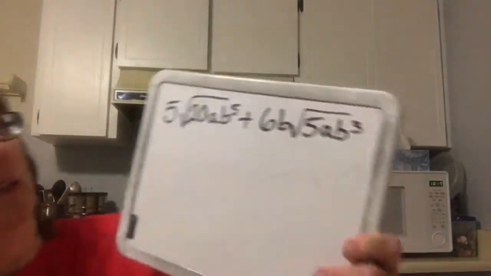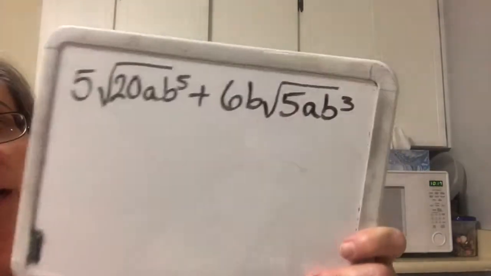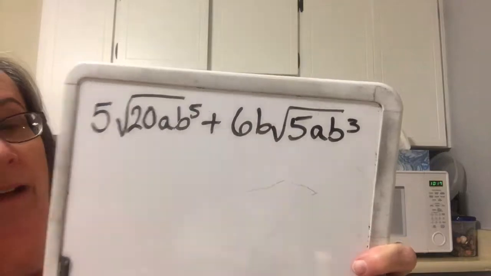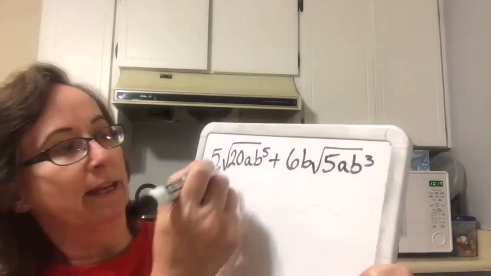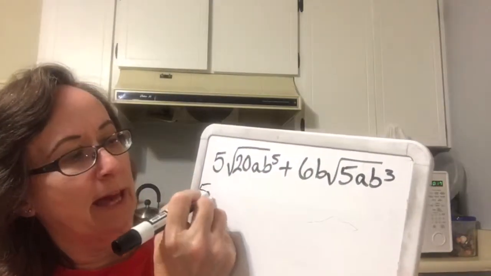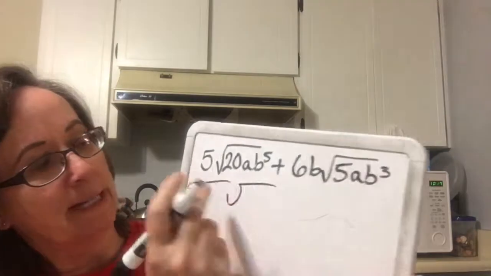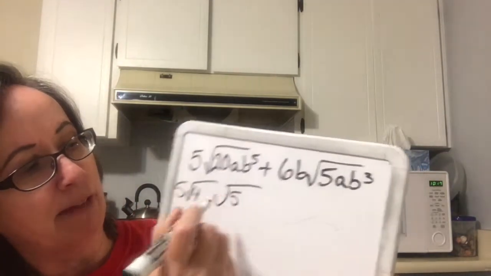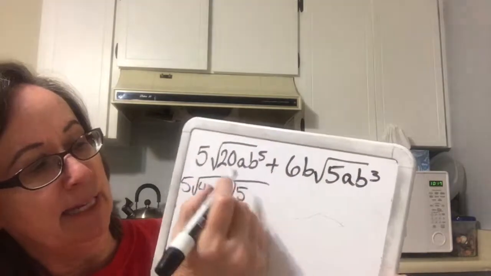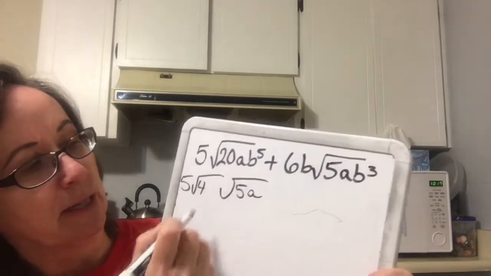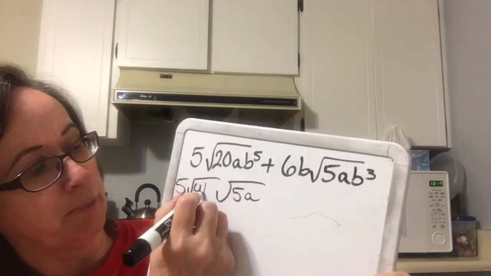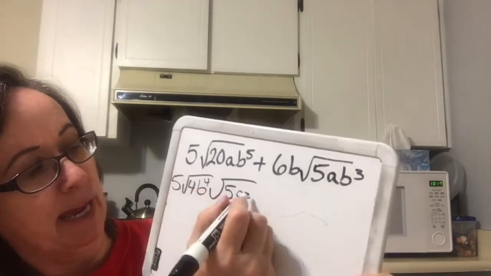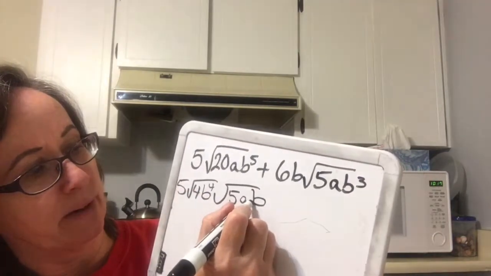Now this one, we have a mess that does not look like at all, and let's see. All right, so we're going to break this one up. 5 square root, there is a 4 in 20, so we're going to break out the 4, leave the 5 in the leftover. A is going to have to go in the leftover. B to the 5th, we'll put a B to the 4th here and a leftover B here.